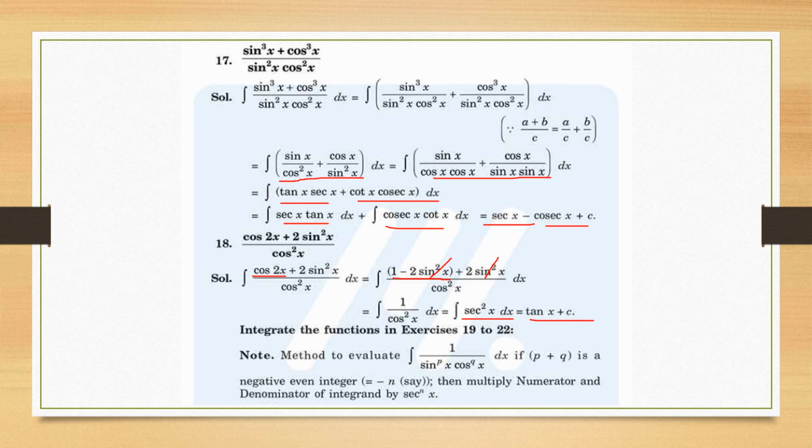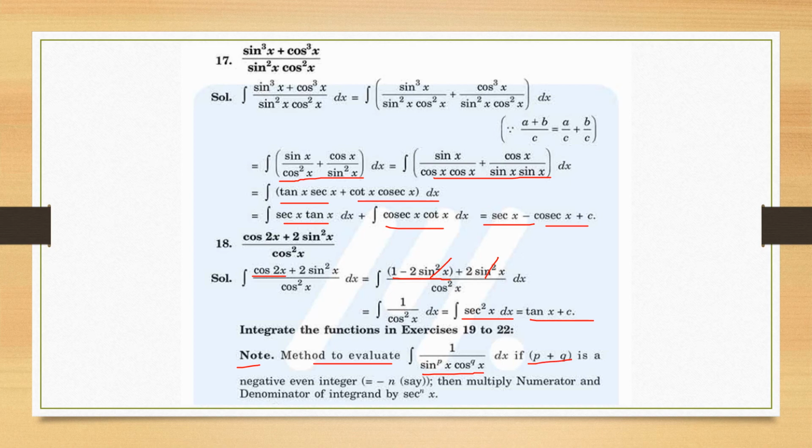Now you have to integrate questions number 19 to 22. And an important note here concerning the next question: the method to evaluate an integral like 1 upon sine raised to power p x into cos raised to power q x, meaning both sine and cos are there in multiplication in the denominator with different powers. Now what can we do?